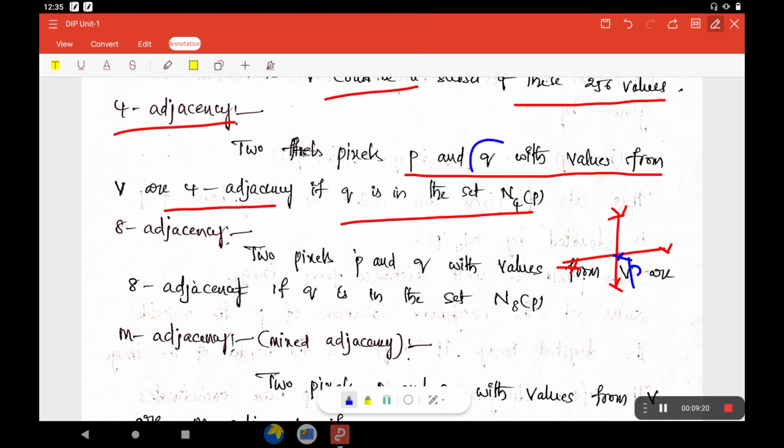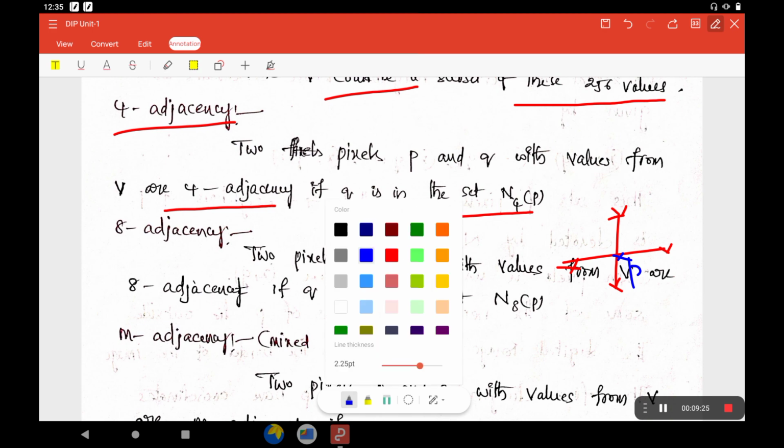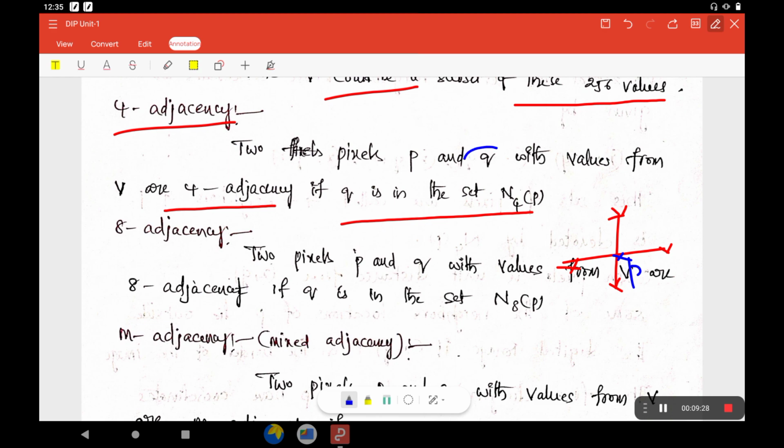Suppose this Q is said to be adjacent to P, which means that Q may exist in this place, or maybe this place, or this one. That means any of the 4 places there is a possibility for Q to be located, and only then can we say that the corresponding Q is a 4 adjacency to the corresponding pixel P. That is the basic idea.